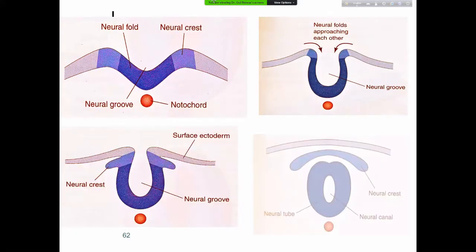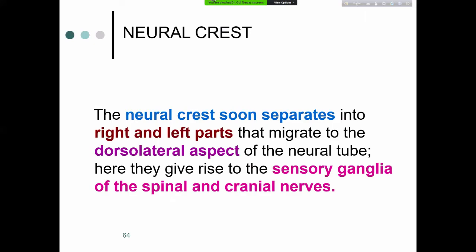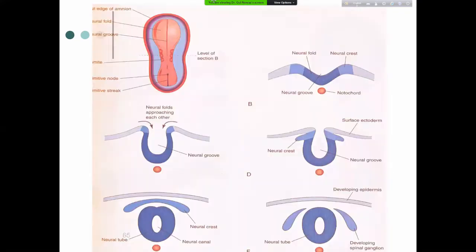So what do they do? They form a flattened mass of neural crest cells here. They change and become separated. The neural crest cells soon separate into right and left parts that migrate to the dorsolateral aspect of the neural tube. Here they give rise to the sensory ganglia of the spinal and cranial nerves. Let us see the figure. Again, let me show.